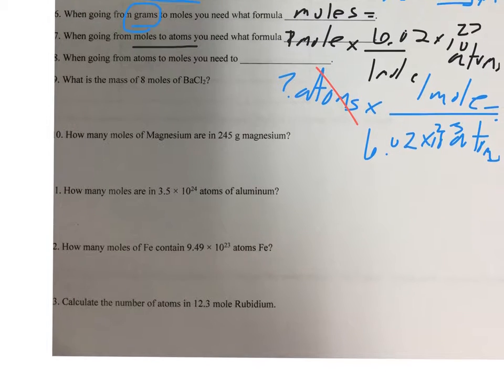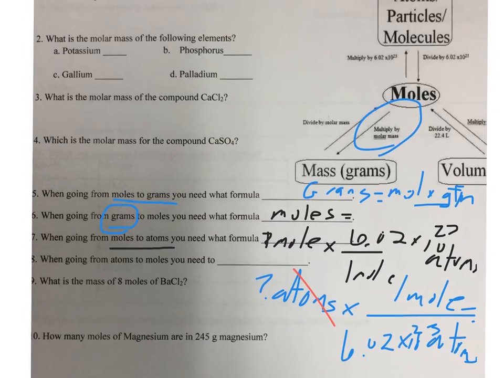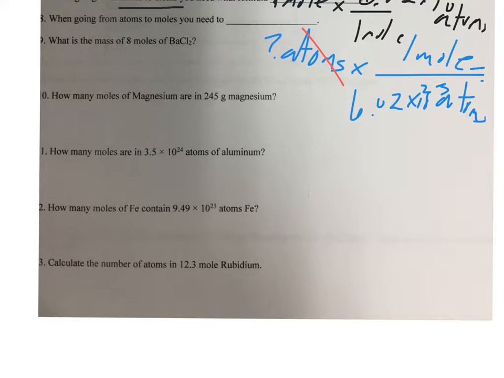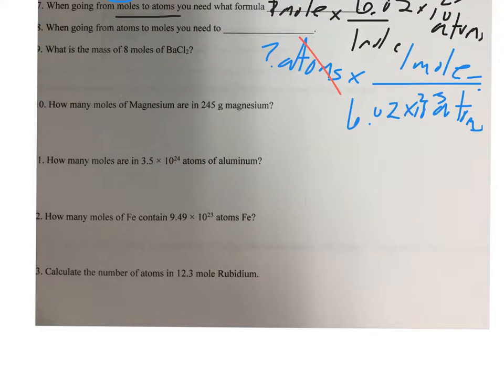What's number 14? What does number 14 say? It's asking for how many atoms? How many atoms are in 10.7 grams of silver?